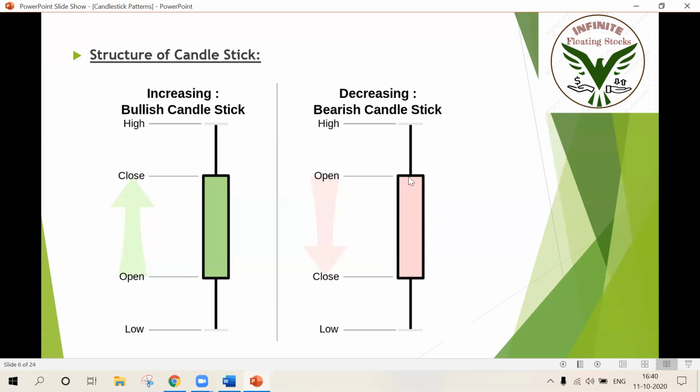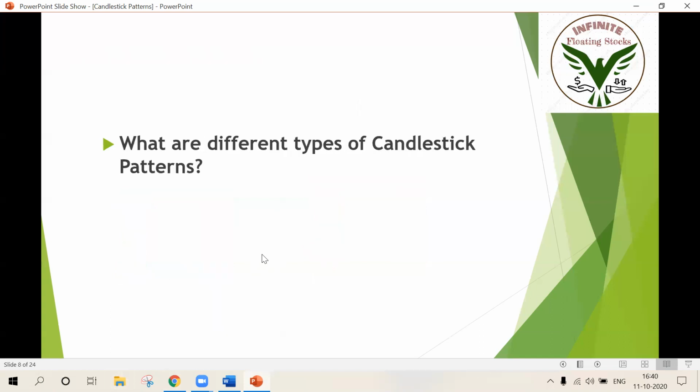Sellers come to the market and push the price till the low of the candlestick. Again, buyers come to the market and push the price towards this point. So this wick area is nothing but the fought area, and this body area is nothing but the won area. Candle color will be green if buyers are coming to the market, and red if sellers are coming to the market. Open will be at the bottom for a green candle, and at the top for a red candle. Now we are done with how a candlestick is formed.